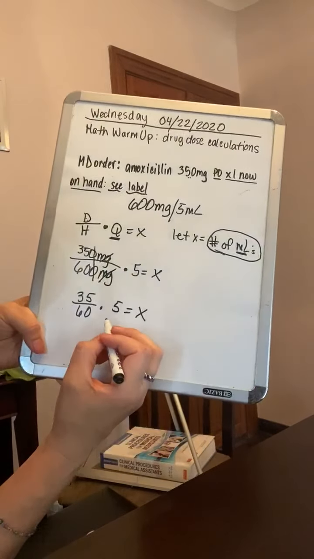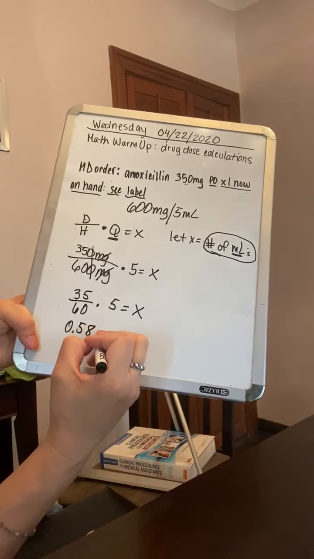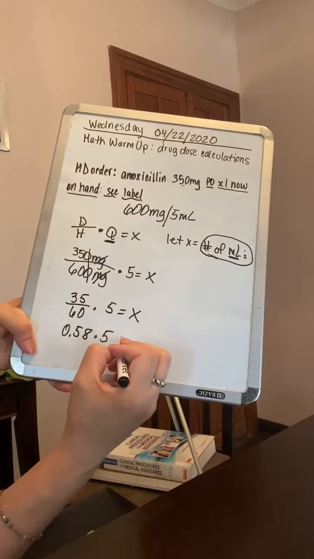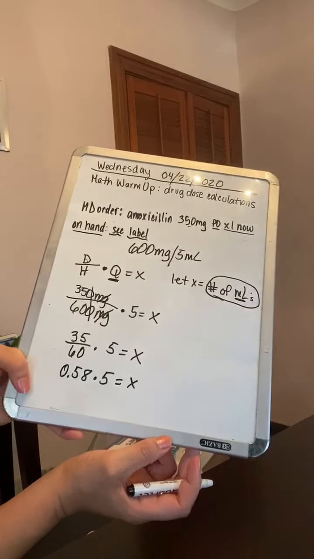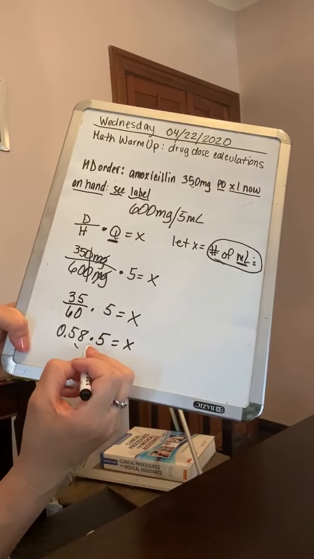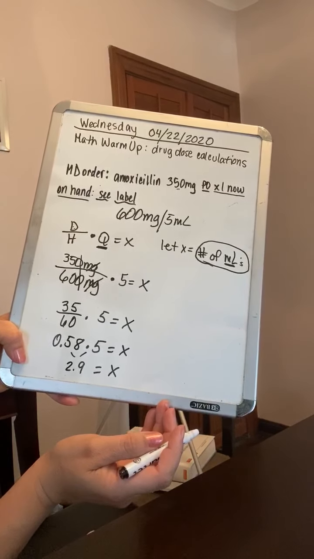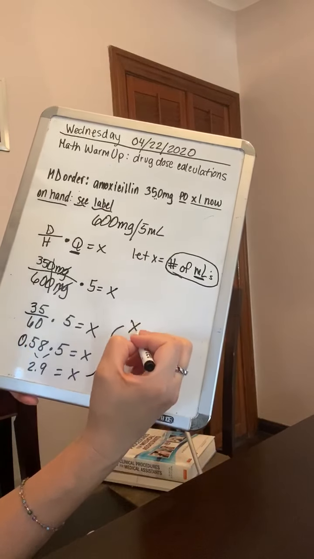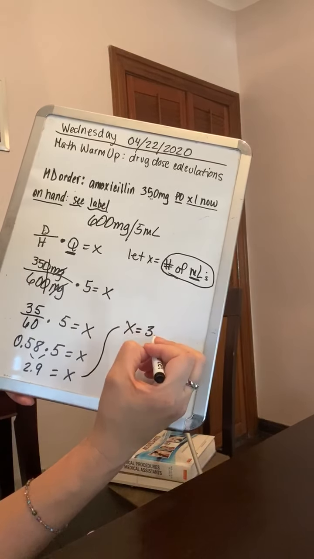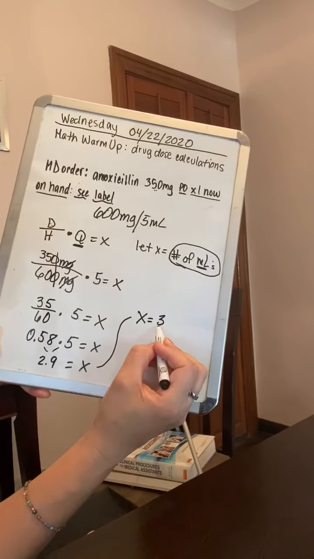If I carry it down even further, I'm going to get 0.58 times 5 equals X. Okay. If I multiply these two, I'm going to get 2.9 equals X. Now, in that final answer, I'm going to carry it over here, and I'm going to write X equals, and yes, I'm going to go ahead and round it up. Actually, I'm not going to add a 0. I'm going to write 3.